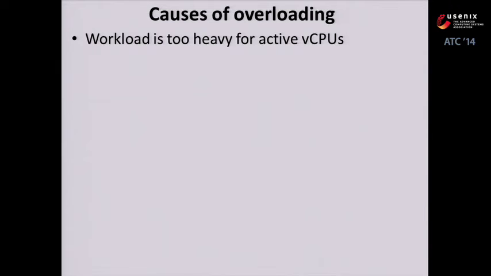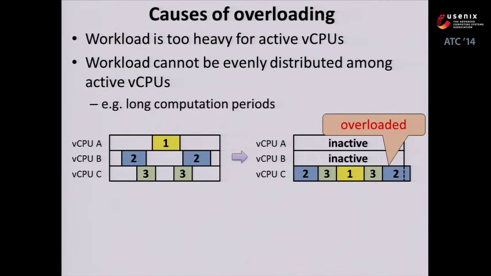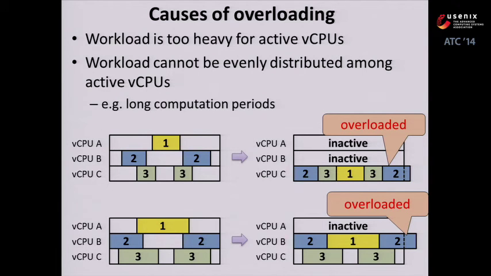A challenging issue that Gleaner must handle is to prevent overloading. There are 2 causes of overloading. One cause is that the workload is too heavy for the active CPUs. For example, we consolidated 3 threads onto this one virtual CPU. That may overload that one active virtual CPU. The other cause is that the workload cannot be evenly distributed among active CPUs. So some active CPUs may be overloaded, and some other active CPUs might be underloaded. That's usually caused by long execution periods in the threads.